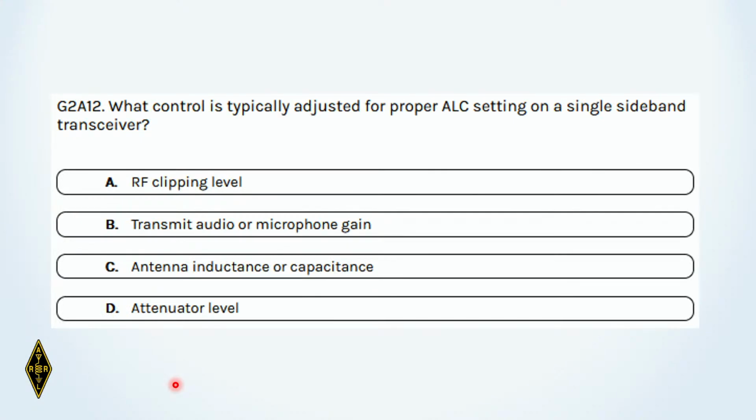All right, any questions? What control is typically adjusted for proper ALC setting on a single sideband transceiver?